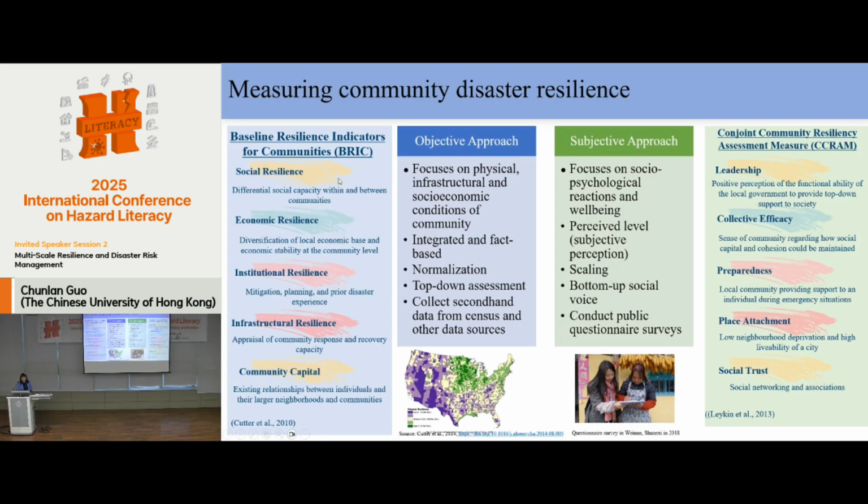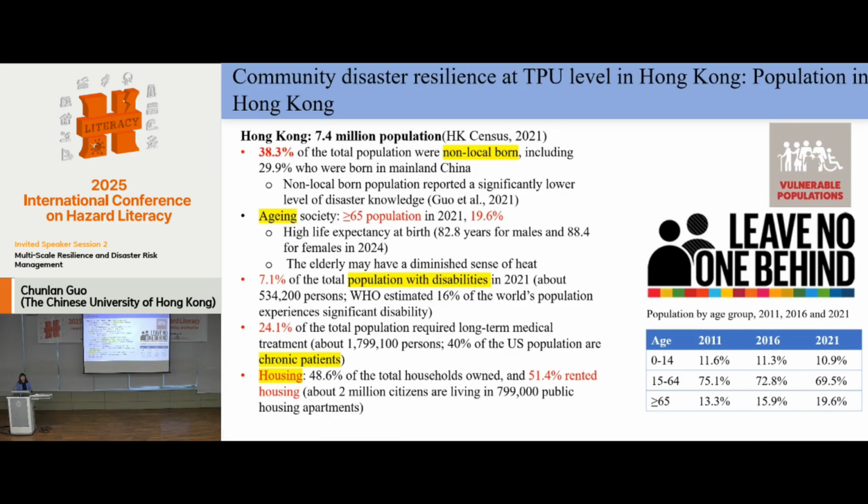Carolina developed a baseline resilience indicator for community. And this is one of the most widely adopted objective approaches. And on the other hand, Laken from Turkey, and she and her team developed the CCRAM. This is a questionnaire to ask the local residents to give a rating of the resilience of their community. So it's a bottom-up social voice approach, letting the local participants rate how resilient their community is.